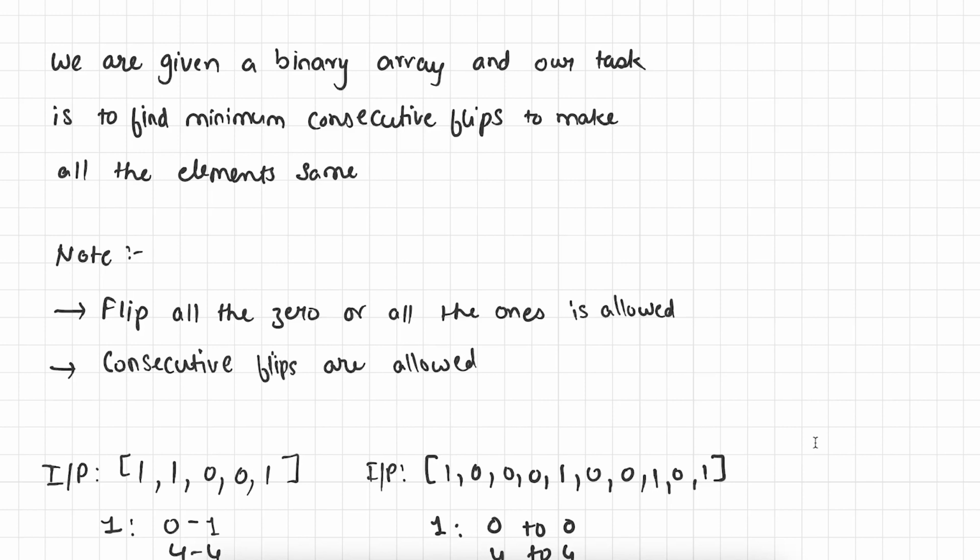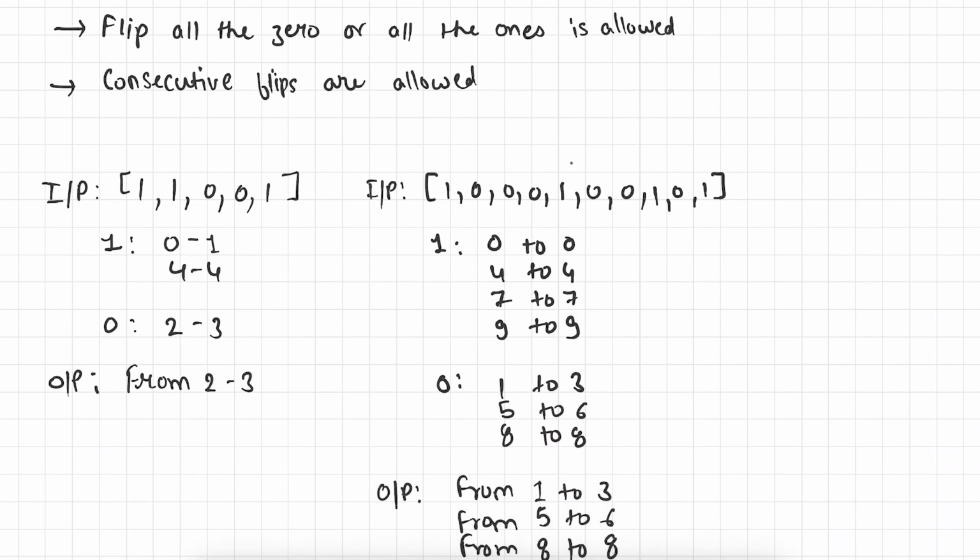And the second thing to note here is that we are allowed to do consecutive flips. If the array is given as 1 0 0 0 1, then we are allowed to flip all the 0s in one go. Okay, so now let's understand this problem with a few examples.